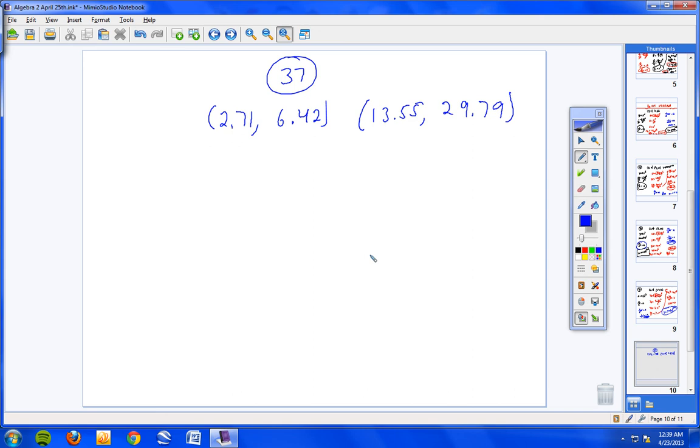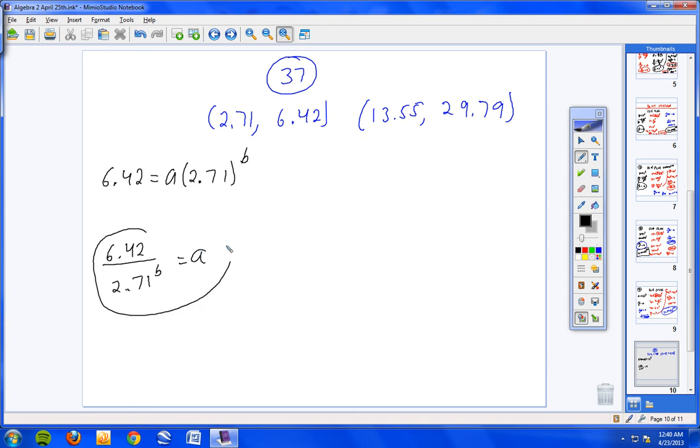All right. Let's go ahead and very quickly write our model. So we would have 6.42 equals AX, which is 2.71 to the B power. Now divide both sides by 2.71 to the B power, and you have 6.42 over 2.71 to the B power equals A. So that's not too bad.